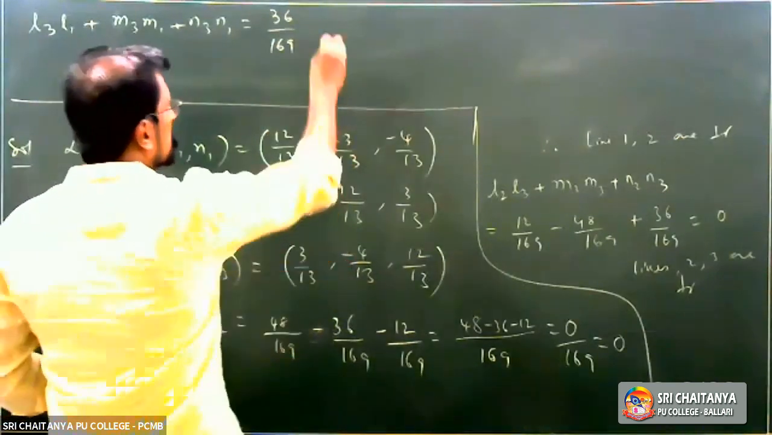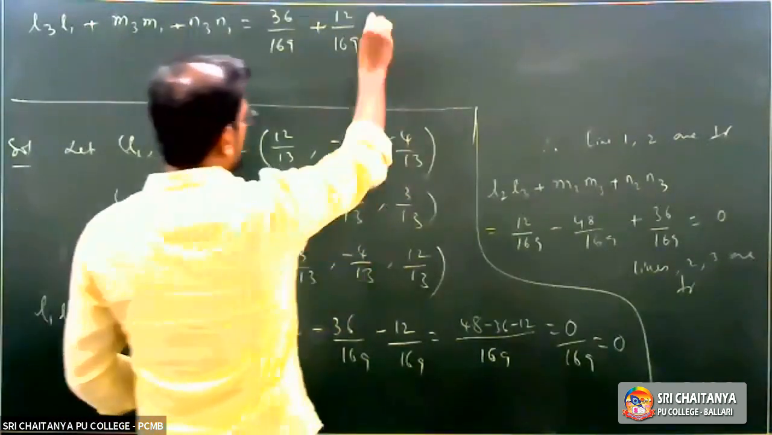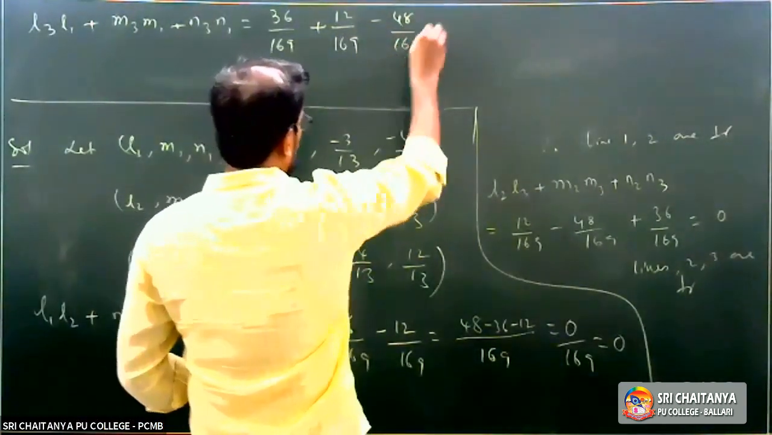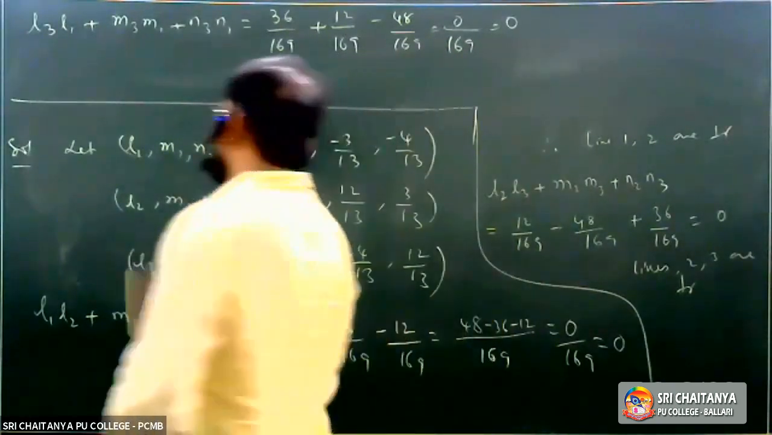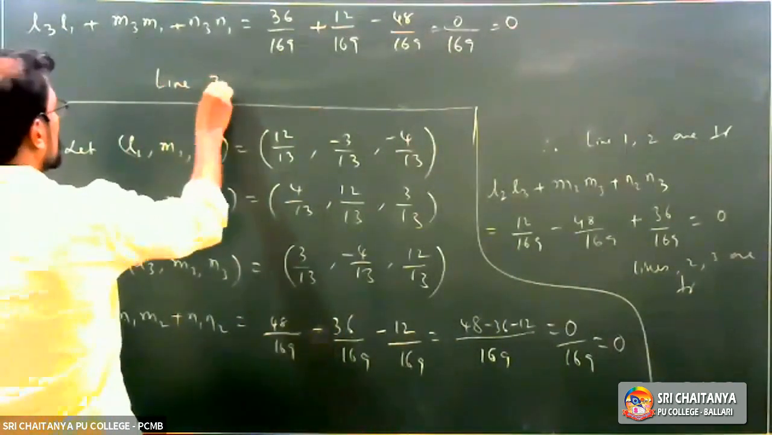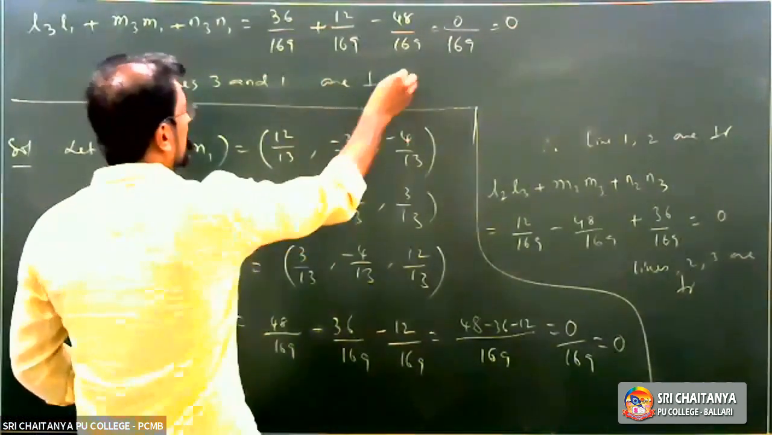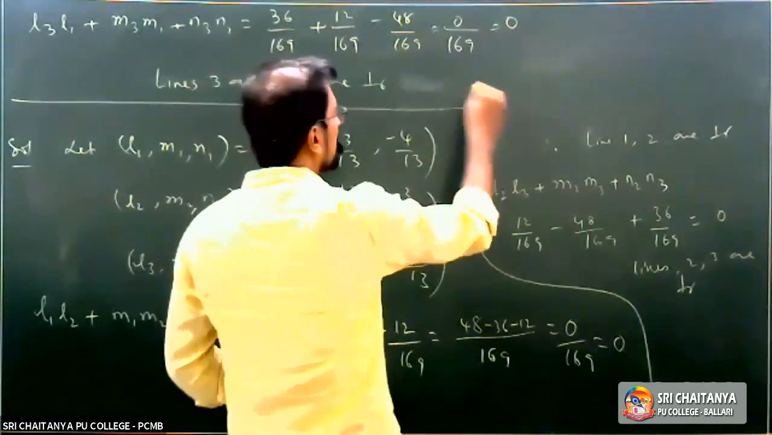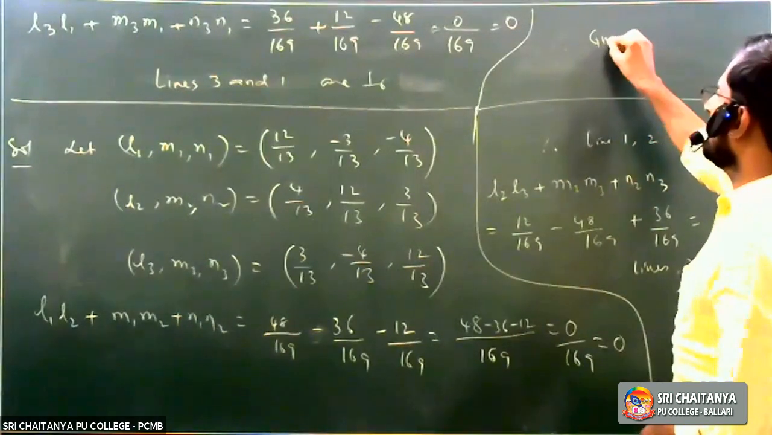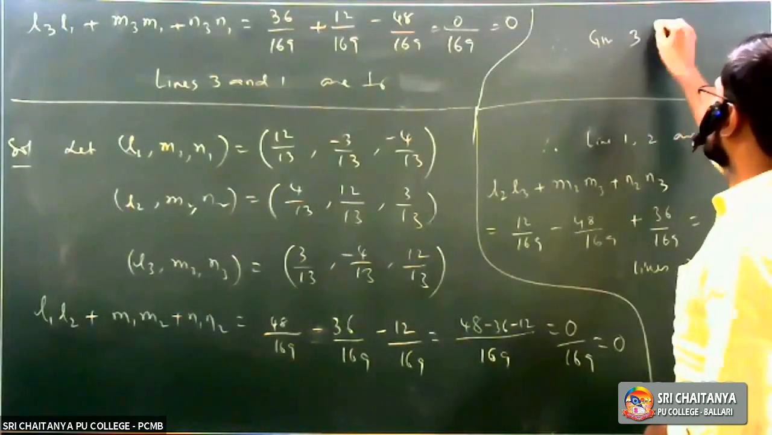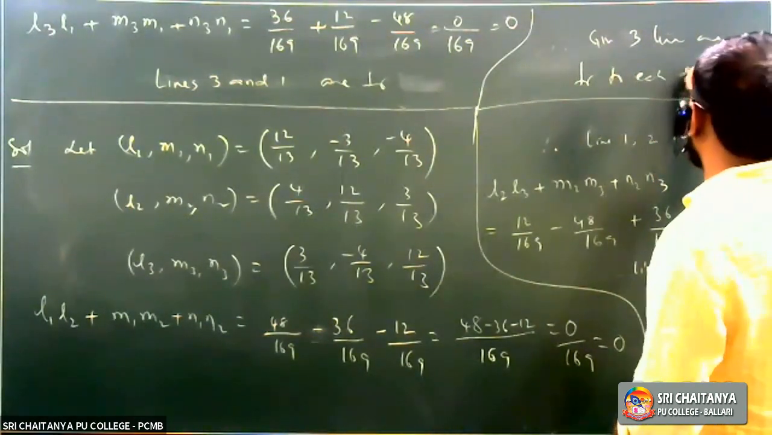Minus 12 by 169, and it is minus 48 by 169, which is equal to 0 by 169, which is equal to 0. Therefore, lines 3 and 1 are perpendicular to each other. Therefore, you can write the conclusion: the given 3 lines are perpendicular to each other.